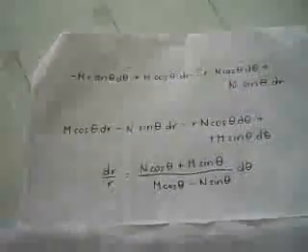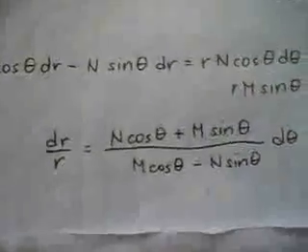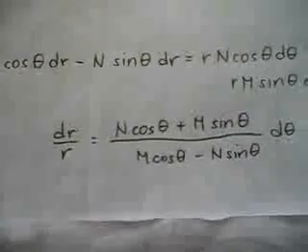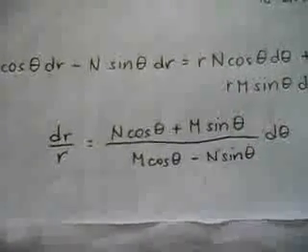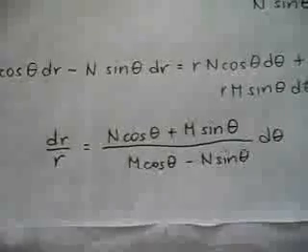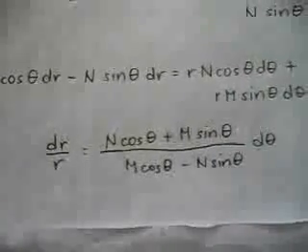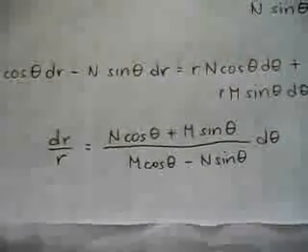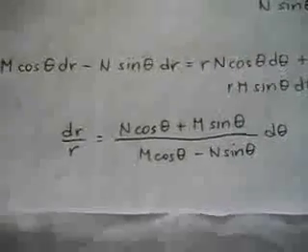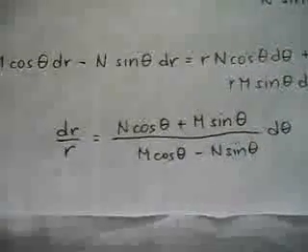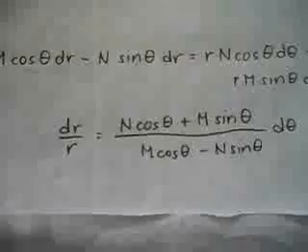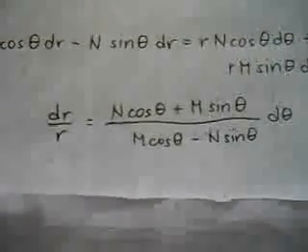Further manipulation will give us this equation: dr over r is equal to (N cosine theta plus M sine theta) all over (M cosine theta minus N sine theta) d theta. And this is a separable equation, so we have answered, or we have proven the given situation. Thank you.